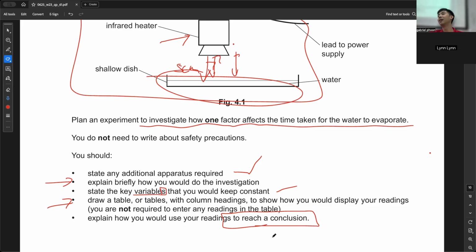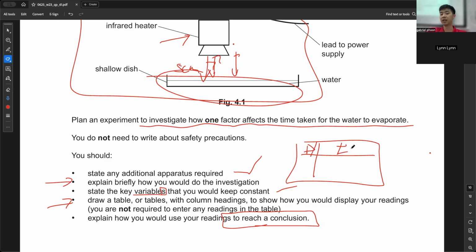The distance and the time taken. Good. Usually whatever you have on the table here for this example, you have distance and time taken, in meters and seconds. You're supposed to compare the two data from the table to reach a conclusion. You don't know the answer. You just need to write: by comparing the distance versus the time taken to fully evaporate the water, a conclusion can be drawn.